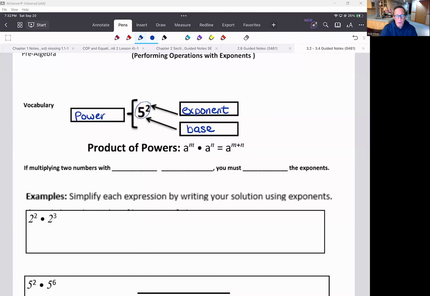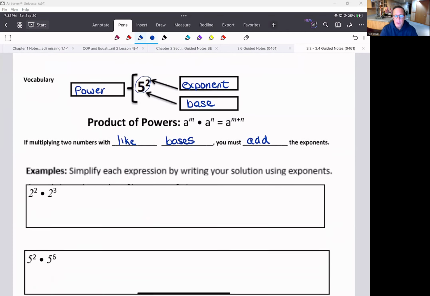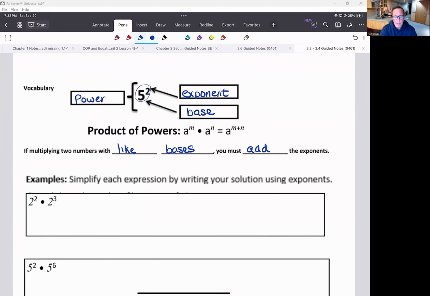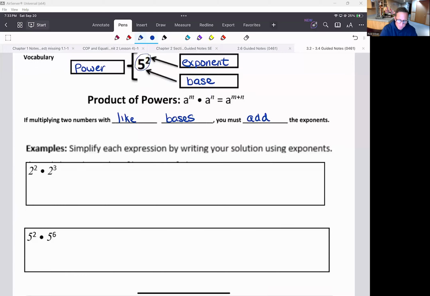If multiplying two numbers with like bases, that means the bases are the same. They both have an x, they both have an a, they both have an n, but they have like bases, you must add the exponents. So it's a pretty simple rule. It's also easy to confuse with other rules, but on a surface level, it's a very easy, simple rule because it's just basic addition. That's really what's going on there.